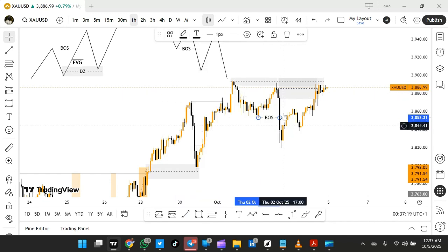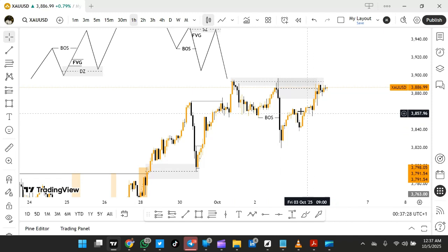Now don't get confused. I'll show you more examples because I know some of you will be like, I'm still talking about resistance or support. No, it's not the same thing. There are differences between them.